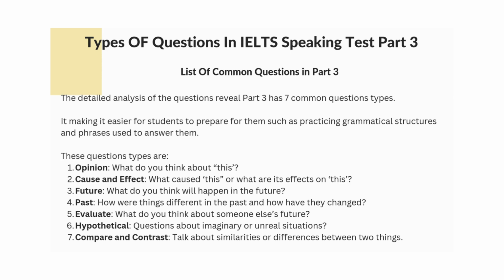Future. In this type of question, the examiner asks you what could happen in the future about a certain thing. Past. These types of questions are about something that happened in the past. Evaluation. In this type of question, the examiner asks you to evaluate a certain situation. Hypothetical. In this type of question, the examiner asks you to discuss an imaginary or unreal situation. And compare and contrast. In this type of question, the examiner asks you to discuss similarities and differences between two things.